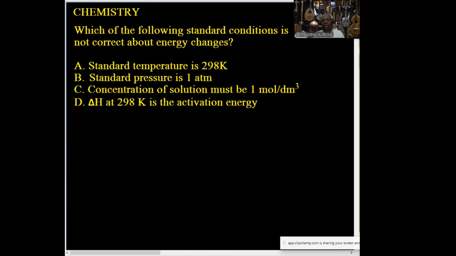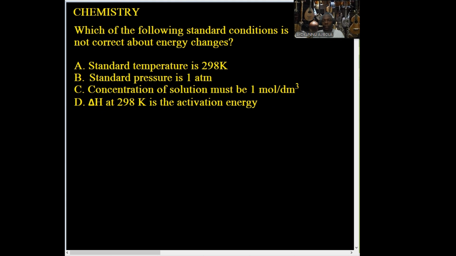The question says, which of the following standard conditions? Now, when we're talking about standard conditions, we're trying to talk about probably standard temperature and standard pressure. So we're talking about standard temperature and standard pressure, and standard pressure is 1 atm.